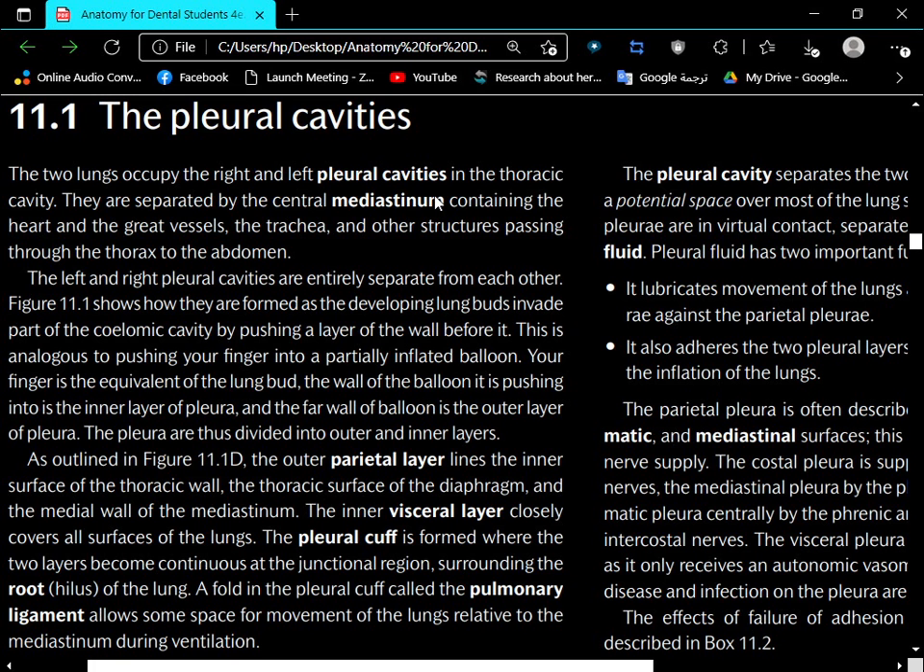The wall of the balloon is the inner layer of the pleura, and the far wall of the balloon is the outer layer of the pleura. The pleura are thus divided into outer and inner layers.